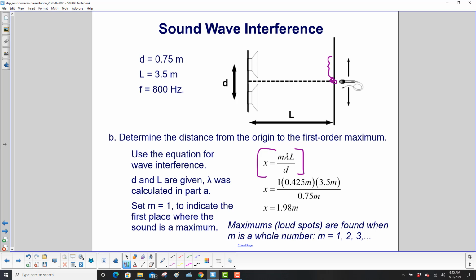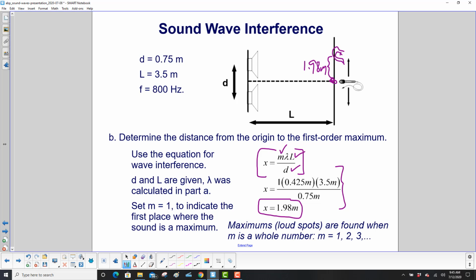We were given d and L in the problem. M is 1 because we want the first order maximum, and we found the wavelength in part A. So we put our numbers in over here, and we get 1.98 meters. So this distance here would be 1.98 meters, and you would hear a maximum sound if your ear was over here. Can I draw an ear?